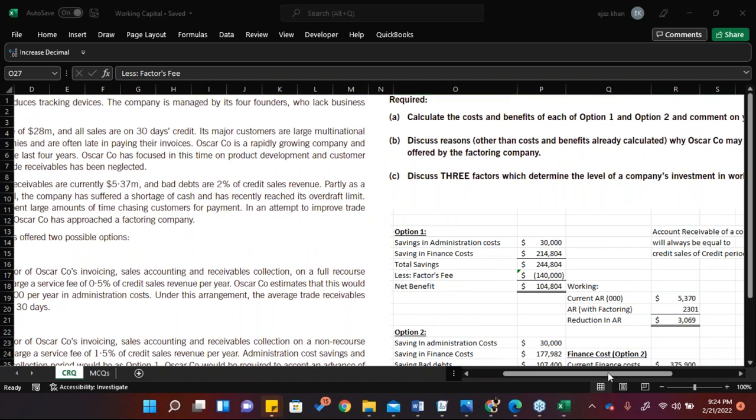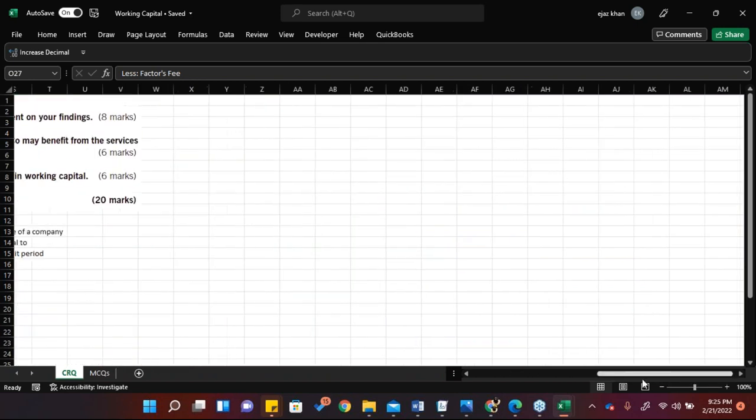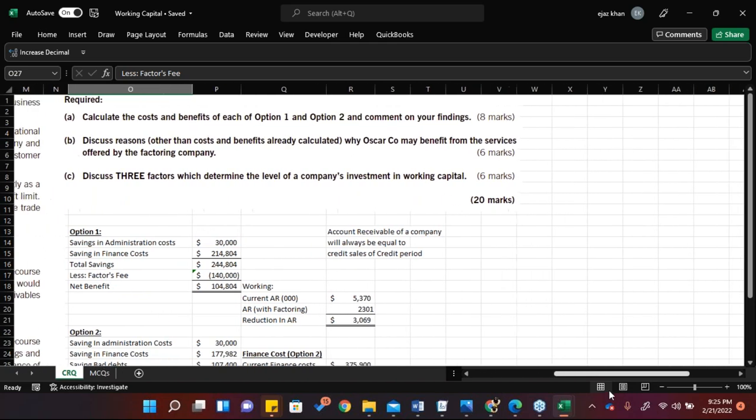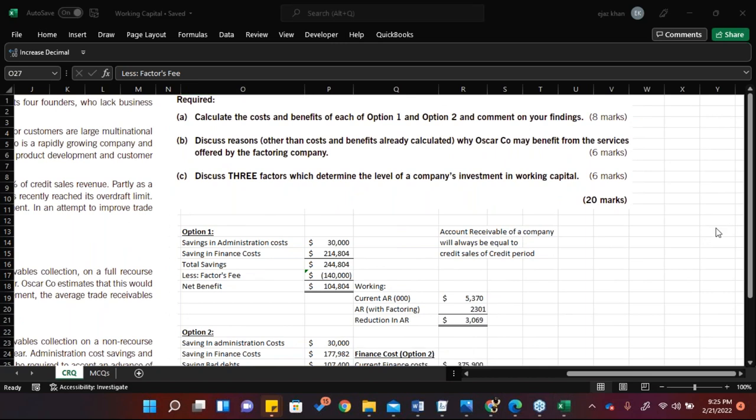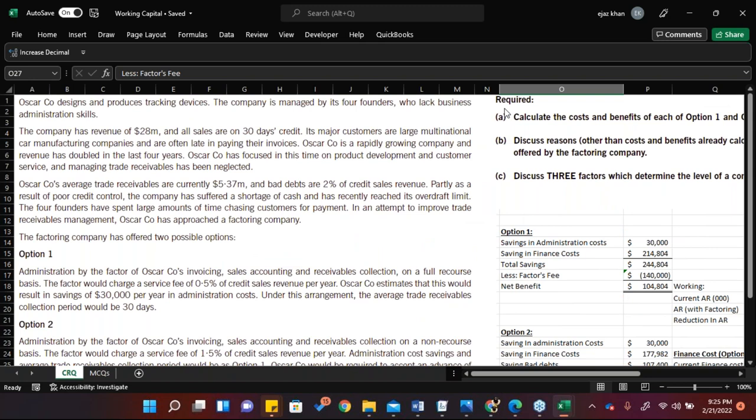Discuss reasons other than cost benefit already calculated why Oscar company may benefit from the services offered by the factoring company. Bad debts, you have to look at the percentage, no? Faizan, they have given us, look at this. They have given a percentage, 2% of credit sales. So if they've clearly mentioned that it's 2% of the credit sales, then we definitely have to apply it to the credit sales figure.